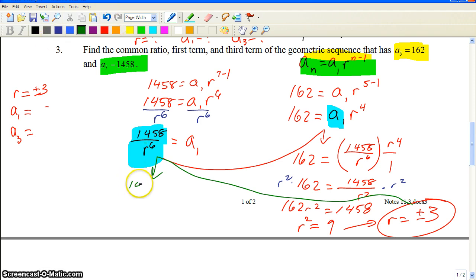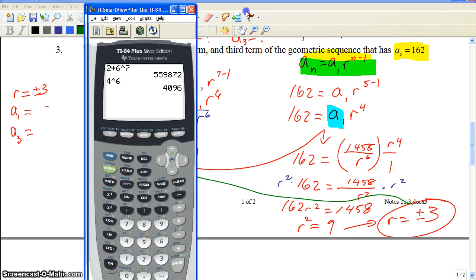And if you notice, we're going to get a positive value on that automatically, right? Because it's to an even power, it's r to the 6th, and that's an even number. So we're no longer going to have a plus or minus for our a sub 1. We're just going to get one answer for it, which I know is kind of funky.